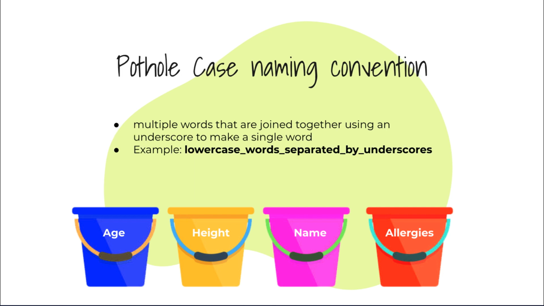Pothole case naming convention uses multiple words that are joined together using an underscore to make a single word. It is similar to camel case, but it is all lowercase, so it's more in line with lower camel case, but uses an underscore.